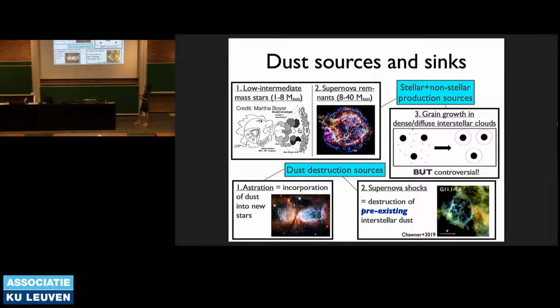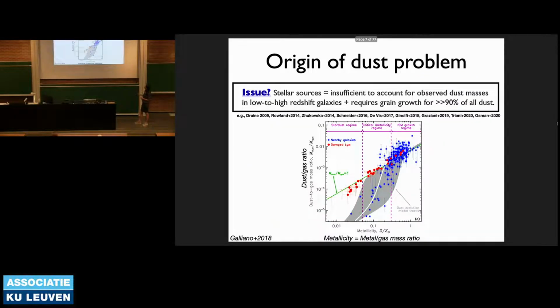Then the important dust sinks, the destruction processes, are in the first place astration, where you simply have a cloud that collapses to form stars, but this cloud actually contains some dust already, so the dust is going to be incorporated into the new star that is forming. And then we have supernova shocks. When a shock is propagating into the interstellar medium, it has very high velocities, a few hundred, up to 1,000 kilometers per second, so it's actually going to destroy the dust that it encounters on its way. So this is a brief overview of the sources and sinks.